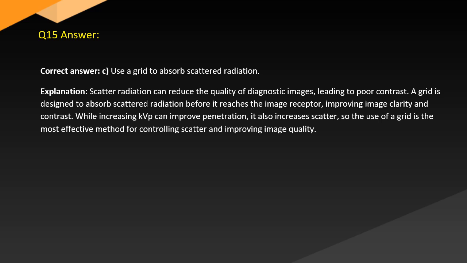Answer. Correct answer. C. Use a grid to absorb scattered radiation. Explanation. Scatter radiation can reduce the quality of diagnostic images, leading to poor contrast. A grid is designed to absorb scattered radiation before it reaches the image receptor, improving image clarity and contrast. While increasing KVP can improve penetration, it also increases scatter. So the use of a grid is the most effective method for controlling scatter, improving image quality.